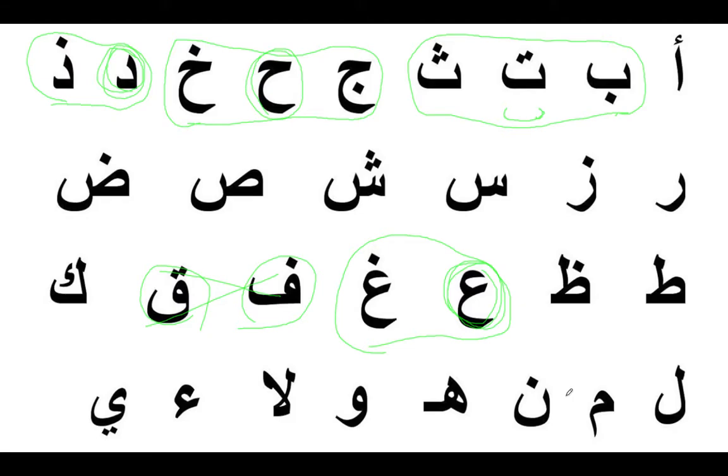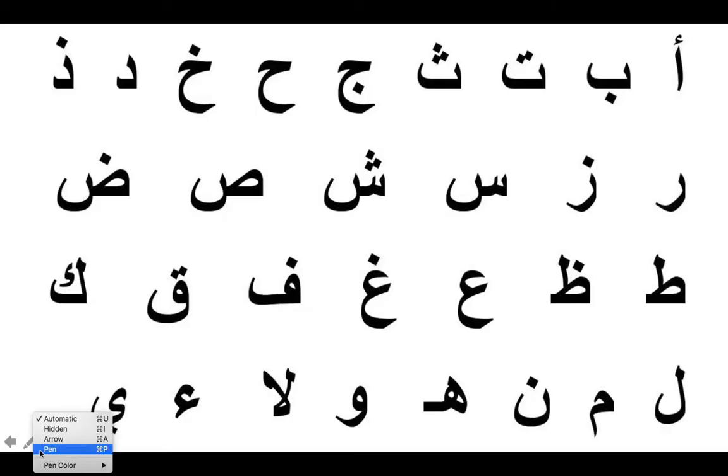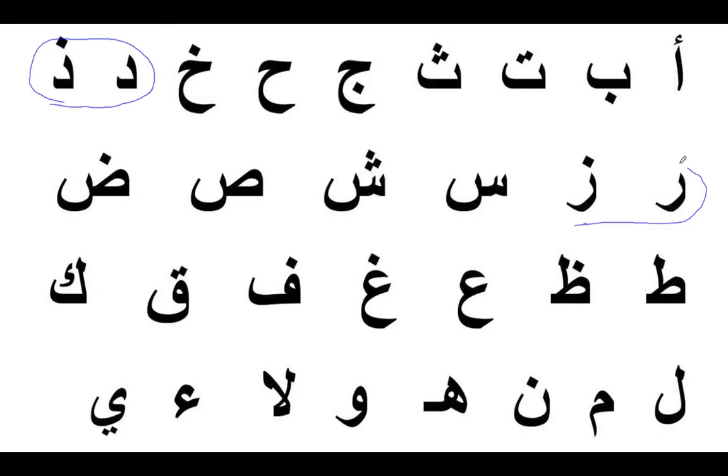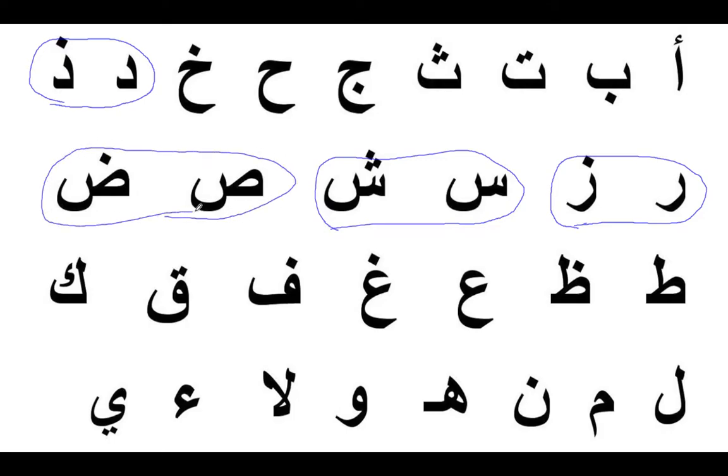Alright, so now I'm going to erase everything, and I'm going to use a different color again, and this time in this color I'm going to indicate opposite letters. These are pairs of letters that look a bit the same, but they have different sounds. So I'm circling the groups of letters, the pairs that are opposites. Letter dal and dal, letter ra and zain, letter sin and sheen. This is letter seen, this is letter sheen. And then I have sad and dad.